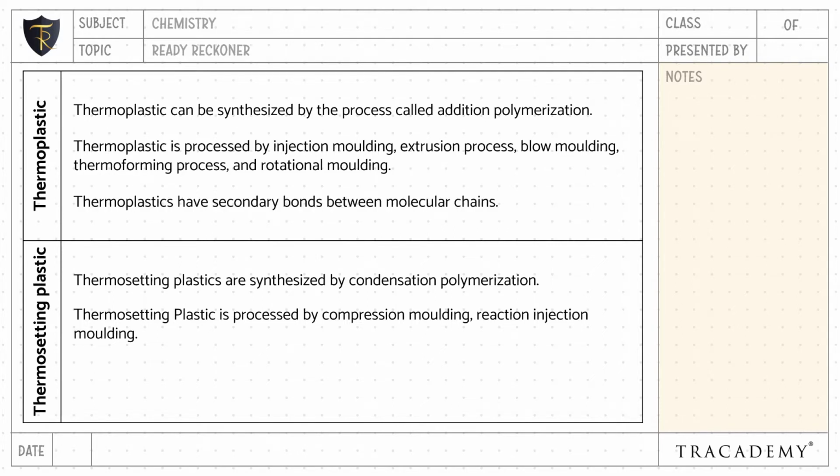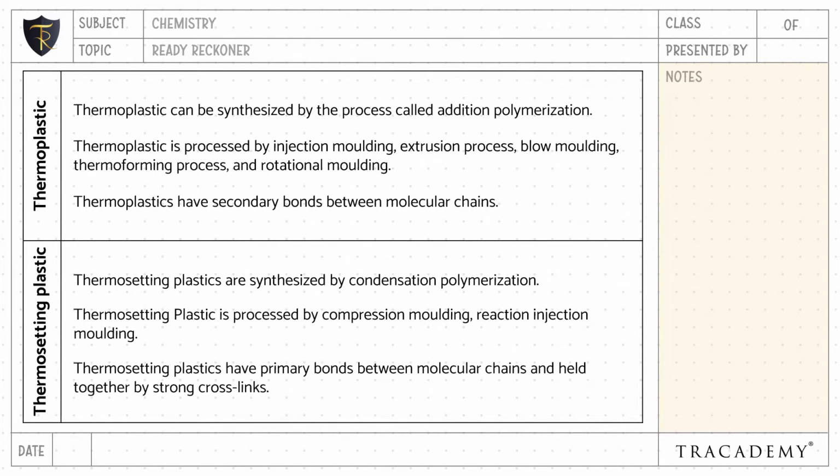Thermoplastics have secondary bonds between the molecular chains, whereas thermosetting plastics have primary bonds between the molecular chains and are held together by strong cross links.